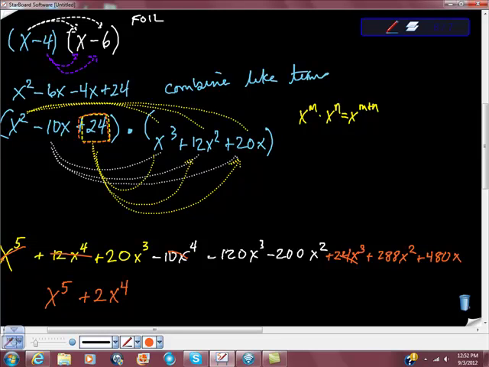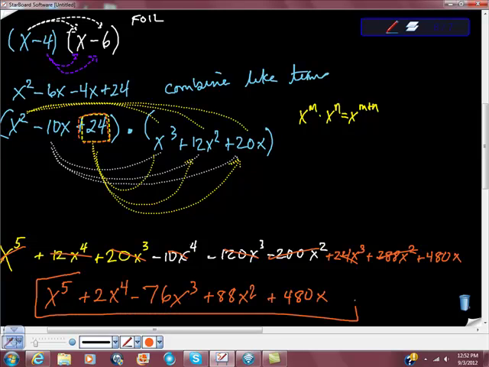Negative 76, that's what I got. Negative 76x cubed. And now we're on our x squareds. We have negative 200 of them here, positive 288 for a total of 88x squareds. Wow, that's a lot of stuff. Plus 480 x's. And you can check my math, but that's my solution. That was a lot of work.